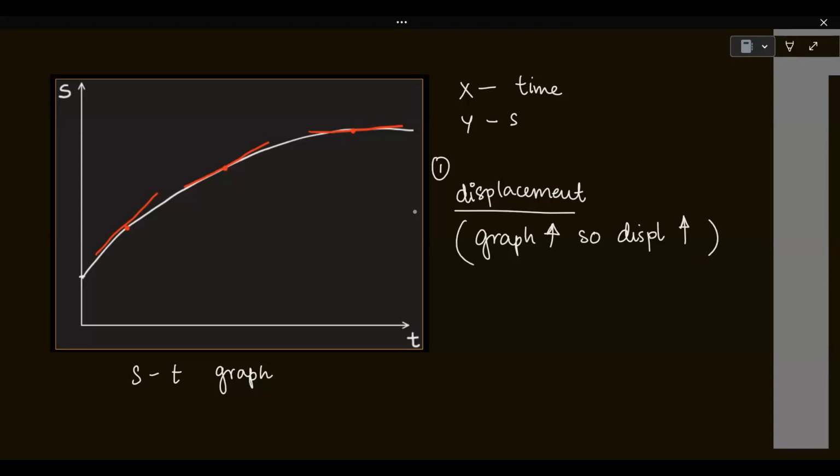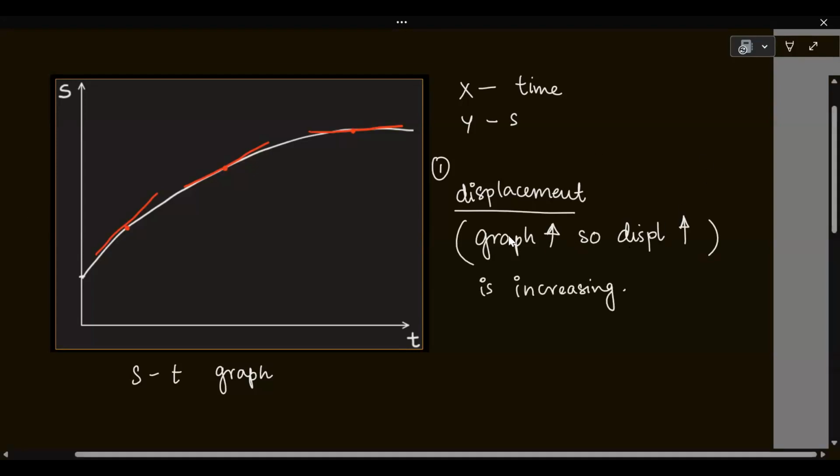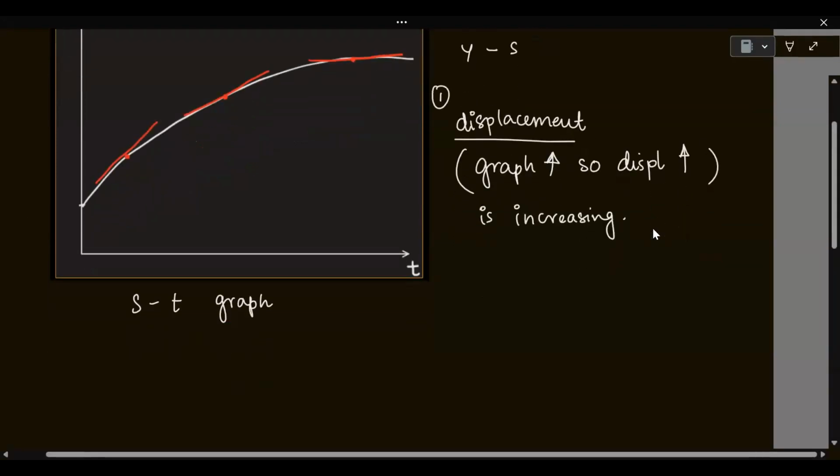Don't write like this in the exam. This is what you have to think in your mind. You'll just write: displacement is increasing. Technically, this is what you'll have to think: the graph is going up, so displacement is going up.